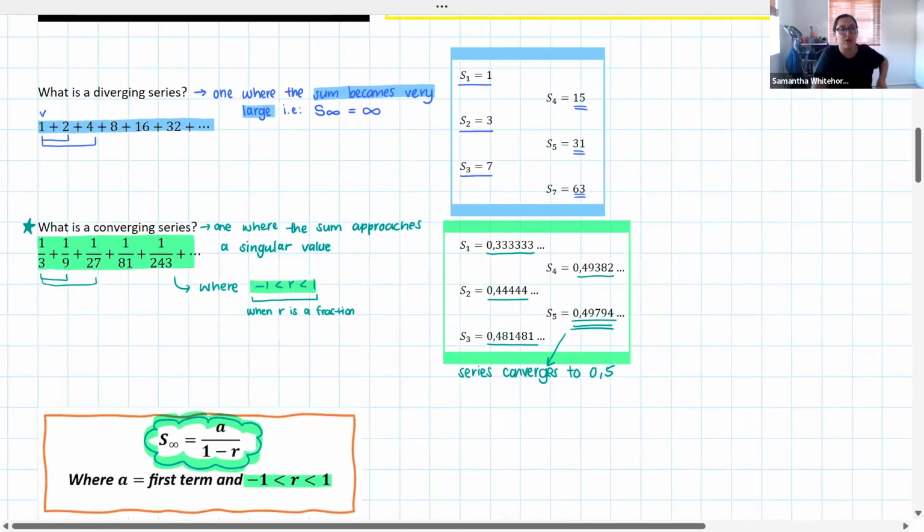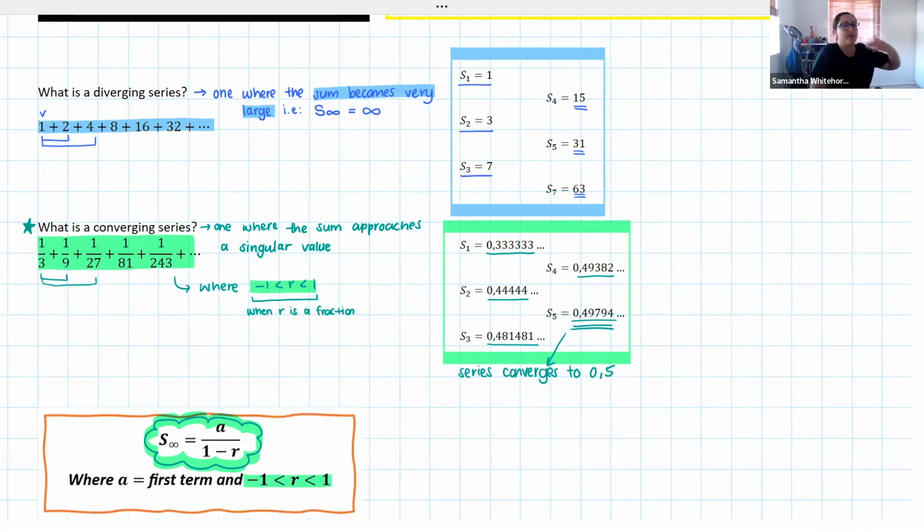But we're going to have a look at an example now of how we use the sum formula, or the sum to infinity formula. And then obviously we're going to increase in complexity in our questions as we go along.